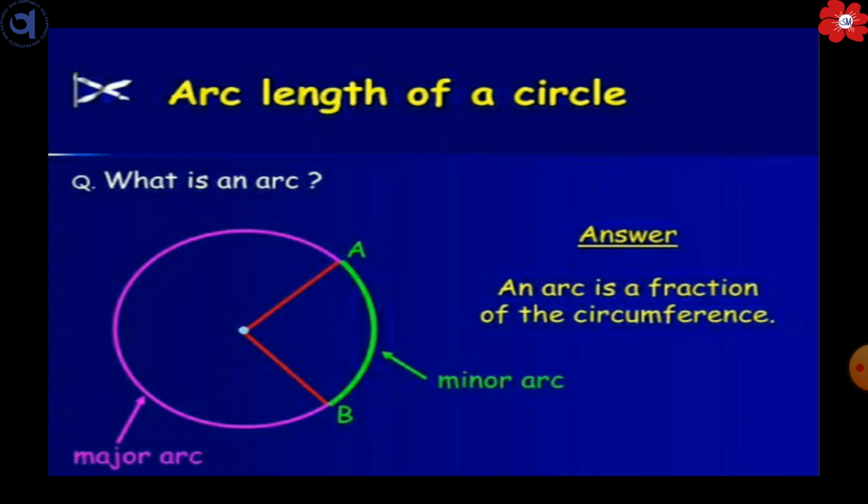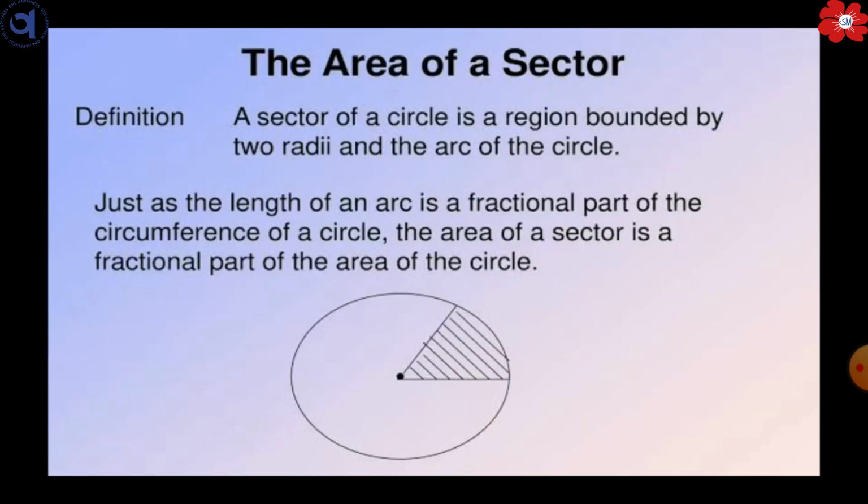That means the arc length of a circle. What is an arc? The arc is a fraction of the circumference. Two types of arc, major arc and minor arc. Small part is called minor arc, major part is called major arc.